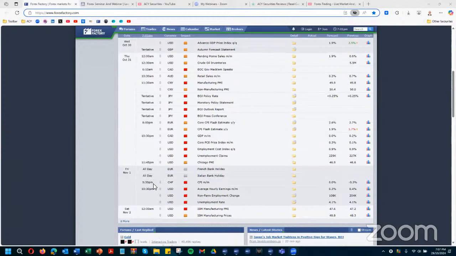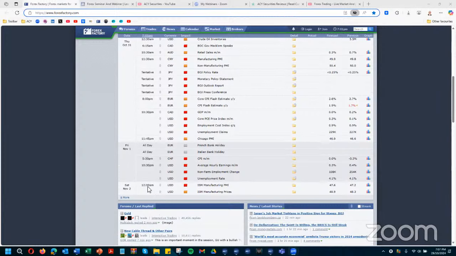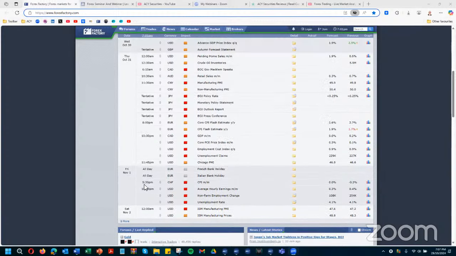Then into Friday, 5:30 p.m. for Swiss CPI month on month. And then the big one for the week is the US unemployment figures. So average hourly earnings, non-farm employment change, unemployment rate at 10:30 p.m., with the US ISM manufacturing PMI data being released at midnight, moving into Saturday there. So a few items that can definitely drive the market from the US this week.